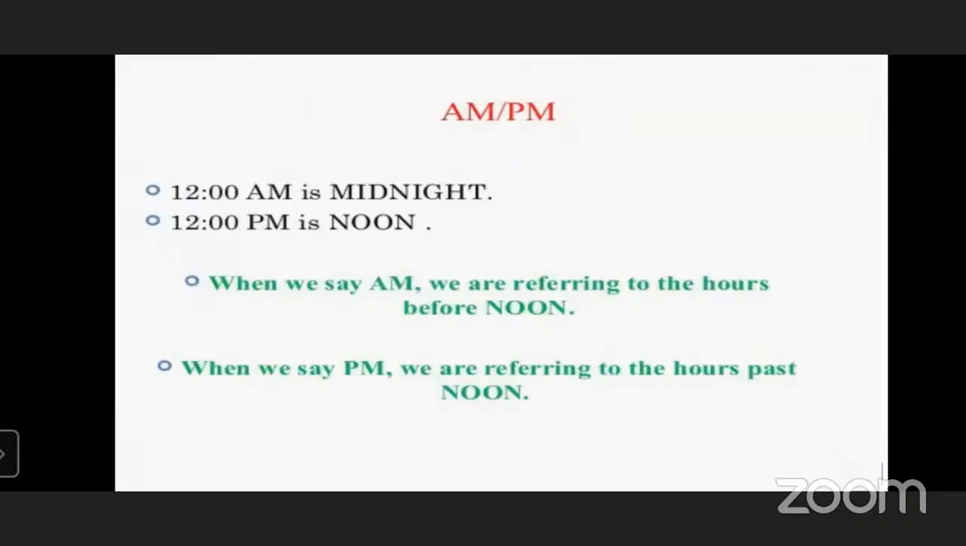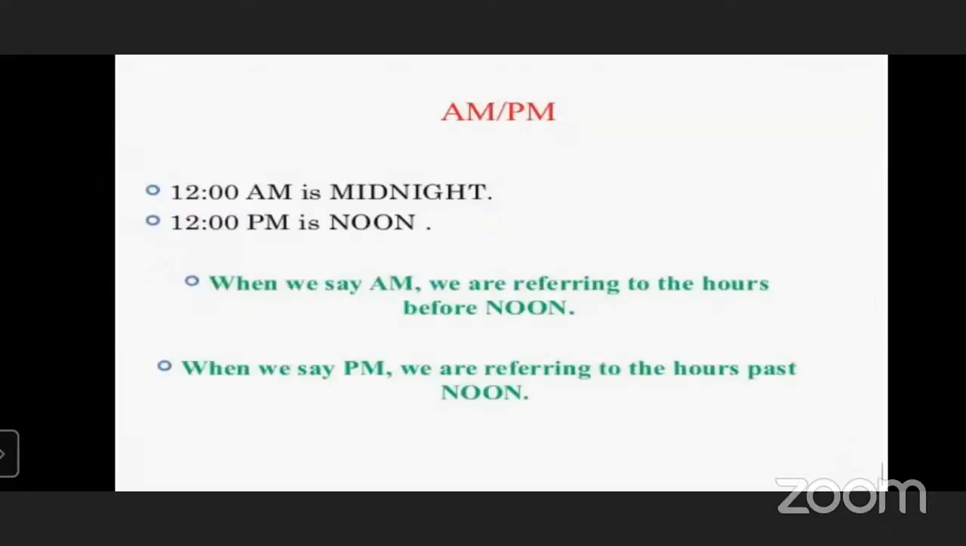Whenever I ask you, you have to read it. First of all, listen carefully. From midnight, the time will start from 1. So from midnight to noon there is the AM session, and from noon to night there is the PM session.